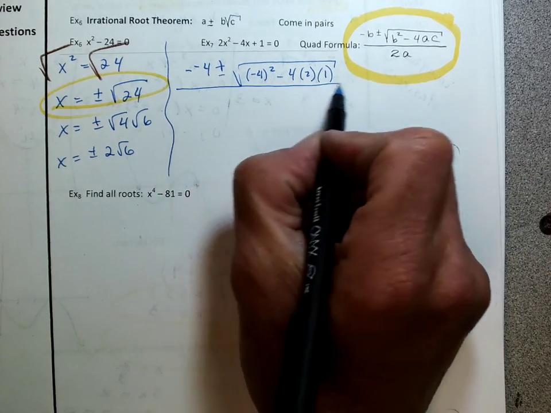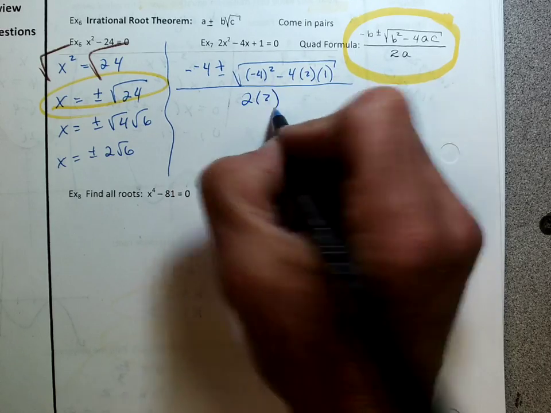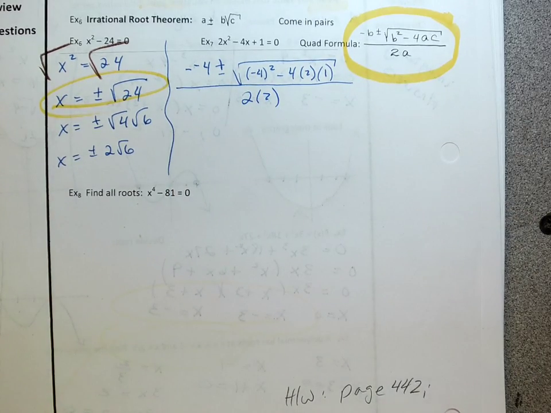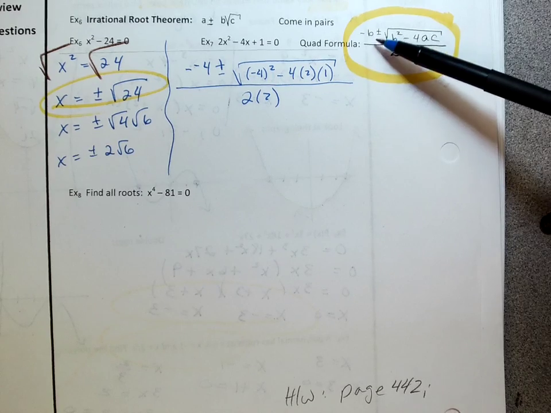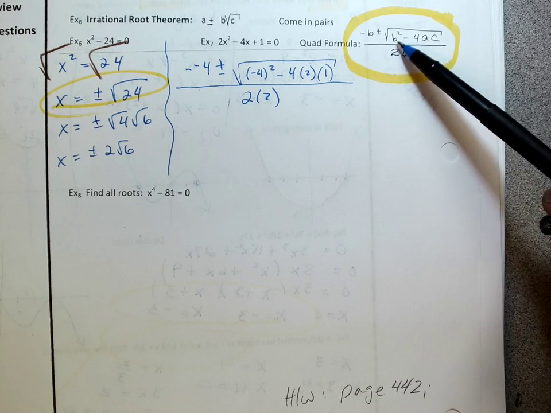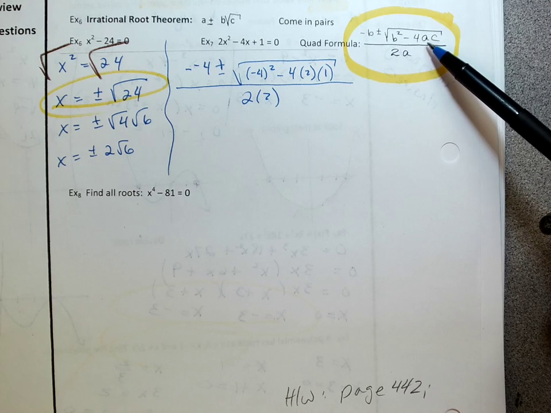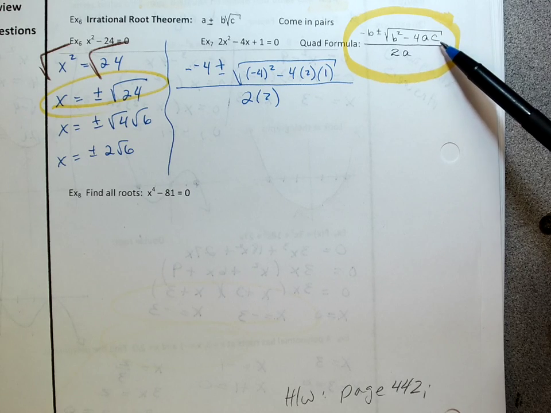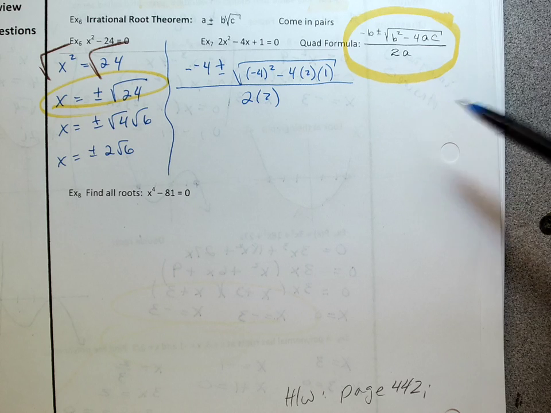All over 2 times 2, because a is 2, okay? So just plugging the numbers into the quadratic formula. Negative b, so it's a negative 4, plus or minus the square root of b squared, which is negative 4 squared, minus 4 times a, which is 2, times c, which is 1, all over 2 times a, which is 2, okay?